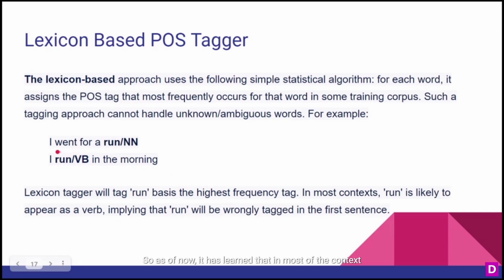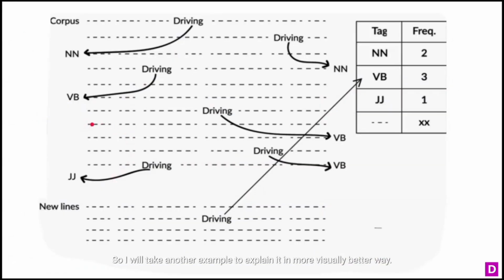As of now, it has learned that in most of the training corpora the word run would generally appear with the POS tag verb. We generally use the word run as a verb, and we use run as a noun in very few cases. In such a case, the first sentence would be wrong, a wrong POS tag compared to the training it has undergone. This is how a lexicon based approach would be insufficient or less accurate in the task of POS tagging. I will take another example to explain it in a more visual way.